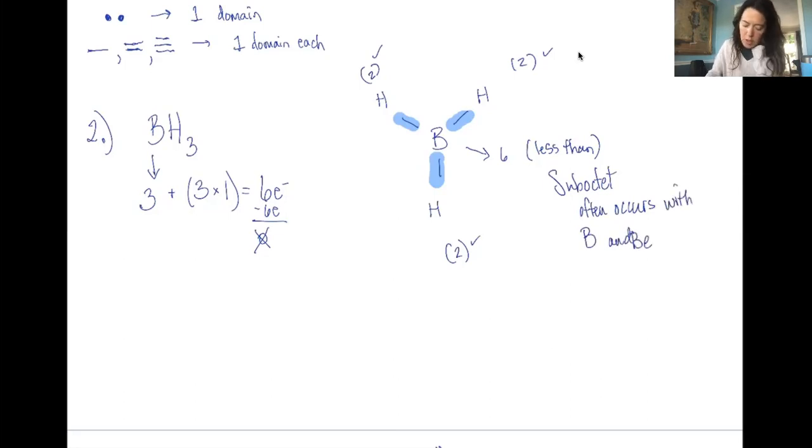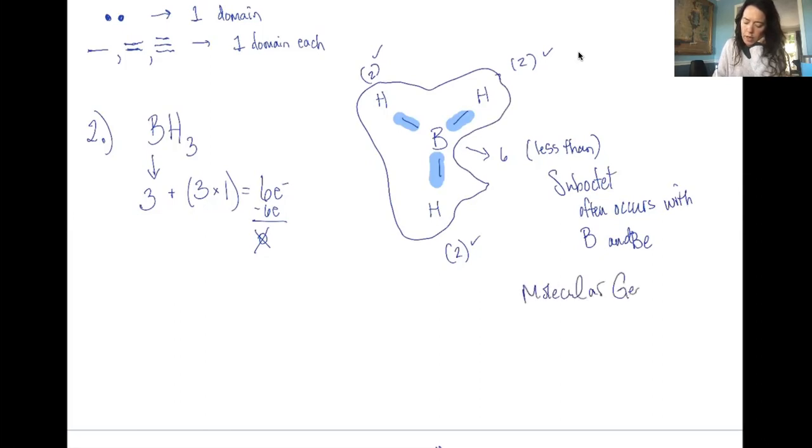Let's look at the arrangement that this boron trihydride molecule would take in order to minimize repulsions. What do we call its shape? Well, the molecular geometry, rather. It looks like we have 3 domains, and with those domains, all are bonding.